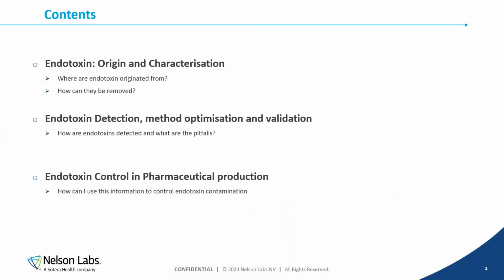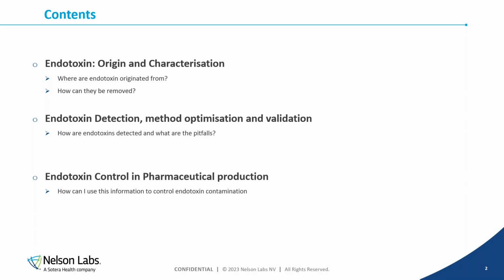So today the topic is about endotoxin control in pharmaceutical production, and I'm going to start with a sort of conclusion of this webinar by stating that endotoxin control is not obtained by end product testing alone. It's a little like aseptic manufacturing, where just testing your end product does not give you a guarantee about the absence of a certain parameter.